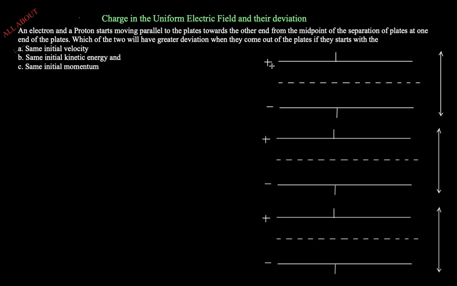If the charge is positive, then it deflects towards the negative plate. If the charge is negative, then it deflects towards the positive plate. And when it comes out from the electric field, here the electric field is a uniform electric field. That means the gap between the electric field lines is the same, uniform.